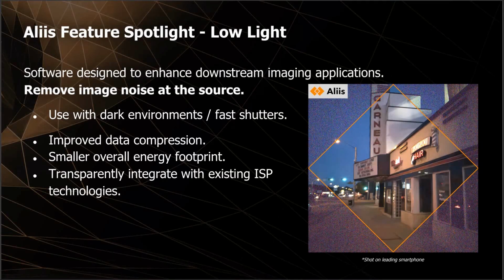With ALIIS Lowlight integrated into your camera pipeline, you can expect to see enabled use in dark environments or with fast shutter speeds. You can expect about 10 times data compression by removing image noise. You can expect clearer and sharper images. And lastly, you can expect to see a smaller overall energy footprint due to easier data compression. Like previously mentioned, because we're on the edge right next to the source, all these benefits cascade downstream.